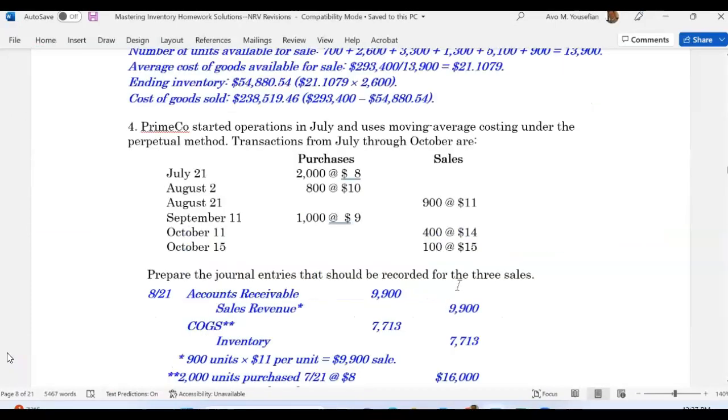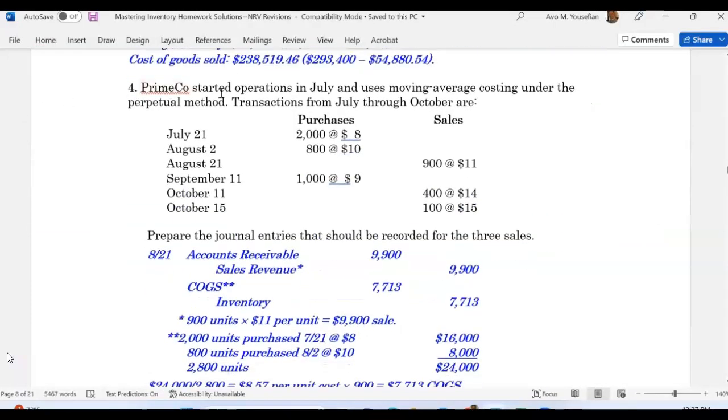For number 4 says Primeco started operation in July. So it's a brand new company again, and uses moving average. Moving average, that means they are doing perpetual method, okay? Perpetual method. And it says perpetual method right there. Even if it doesn't say perpetual method, I know already it's perpetual method because it says moving average. Got it? Transactions from July through October.